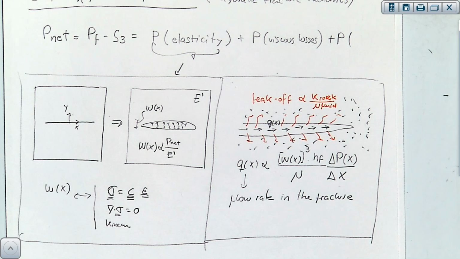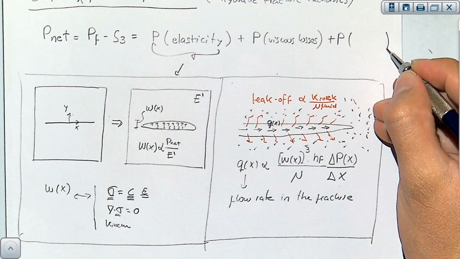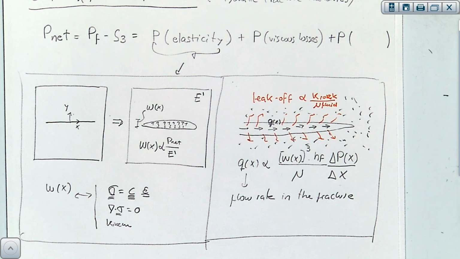Okay, so let's see where I was. Okay, there is one more thing that we have to take into account. So we know that we need to open the fracture. We know that there are going to be fluids that flow. So we have forgotten about something. Anyone?